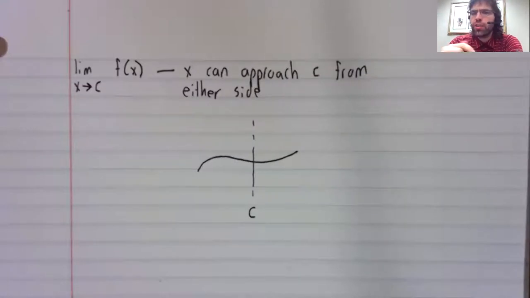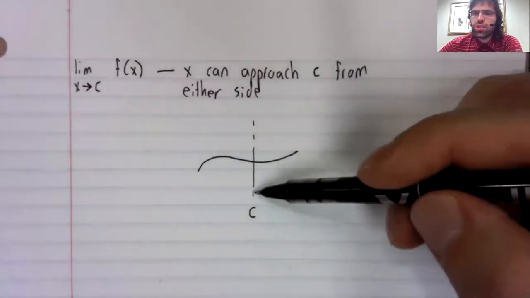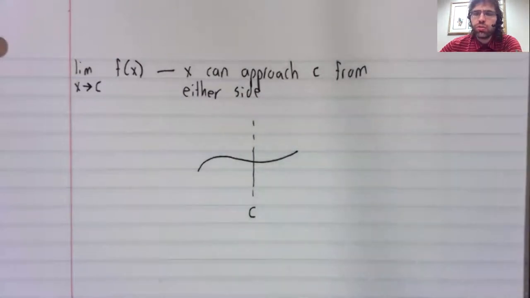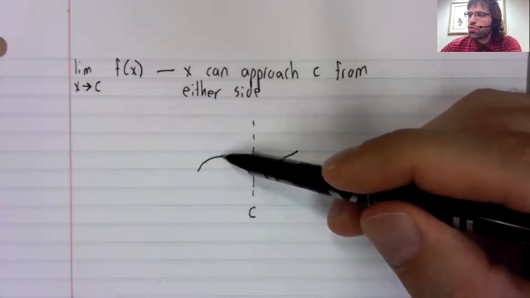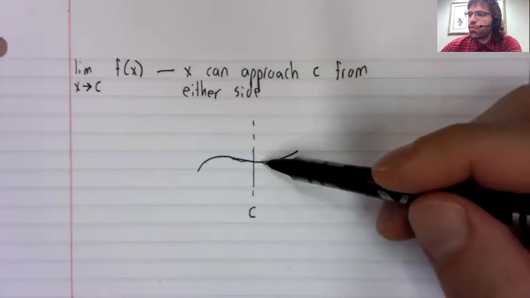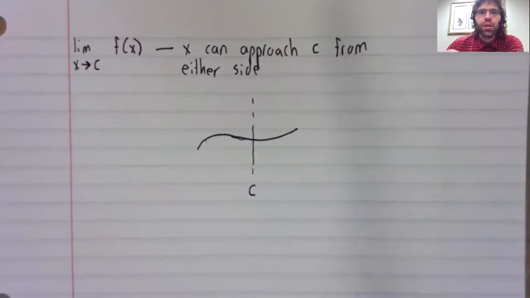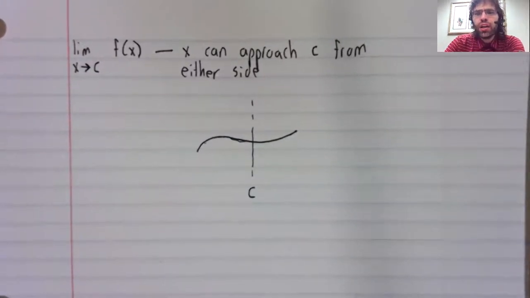When you take a limit as x approaches c, x might be bigger than c or less than c. Sometimes, though, only one of those is appropriate. So when you have a regular limit, if we're taking the limit as x approaches c, we can approach c from here or from here. What if we give a word problem?